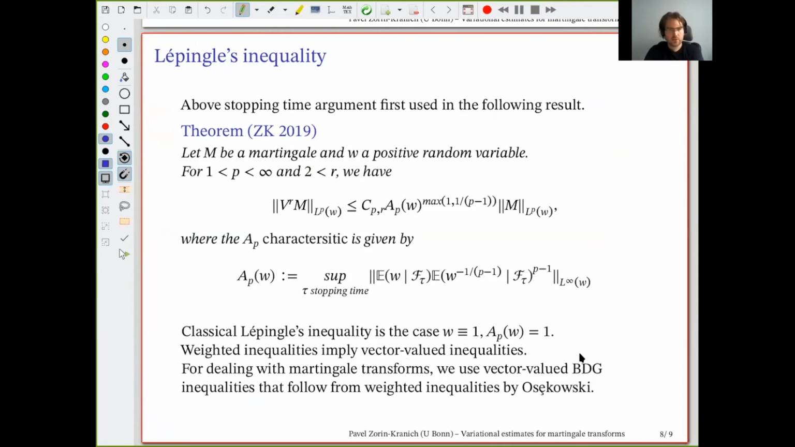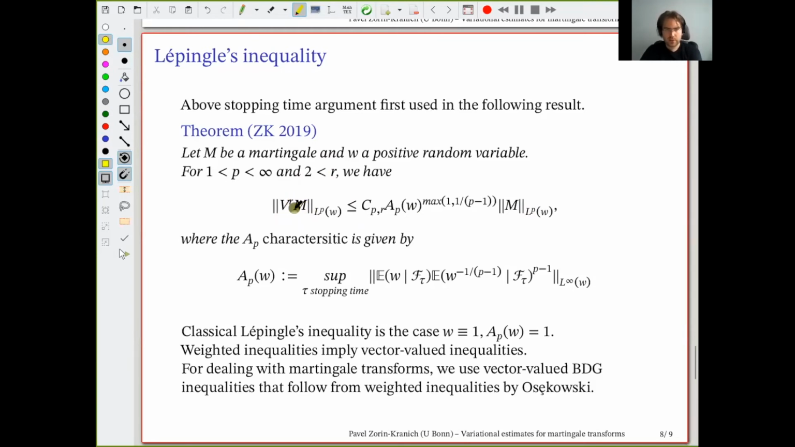This kind of stopping argument, I introduced in a paper last year, where I was proving a refined version of Lépingle's inequality. So let's read it. This is a martingale here, M, and we have the LP norm in probability, and on the left-hand side we have the LP norm in probability of the R variation of this martingale, and the variation exponent is greater than 2.